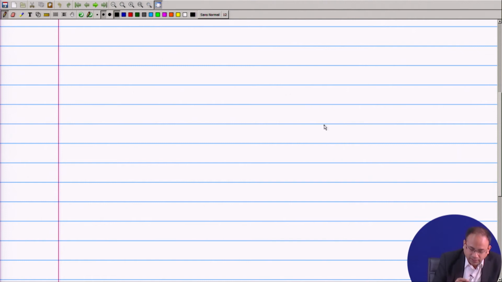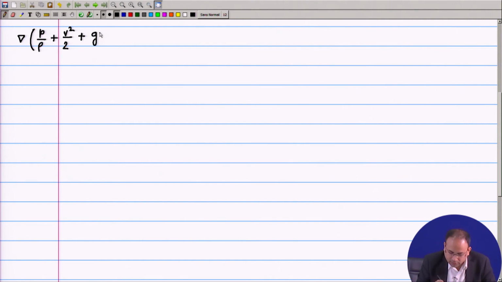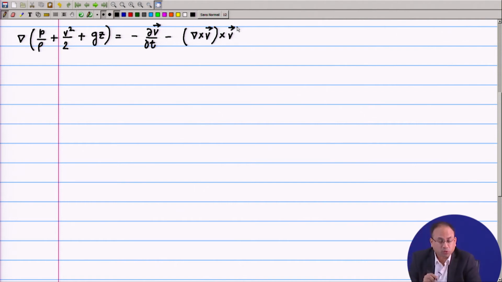So for those who have not seen the previous lecture, in the previous lecture we have come to this point where we established that the gradient of P by rho plus V square by 2 plus g times Z is equal to minus... We derived up to this point, and we said that if the flow field is steady, then this term becomes 0.